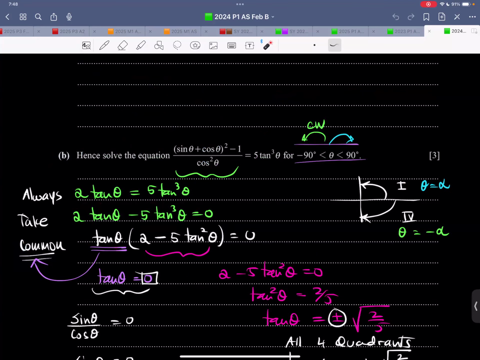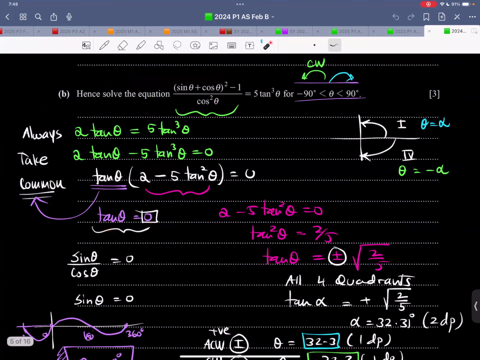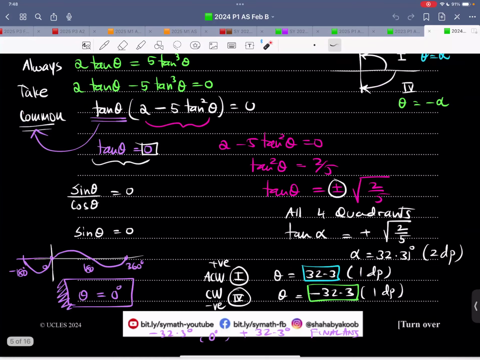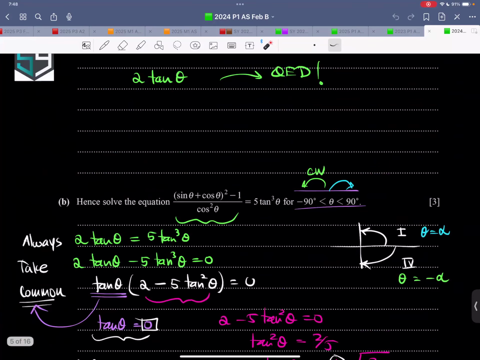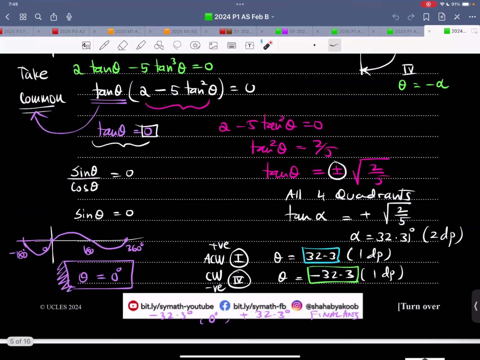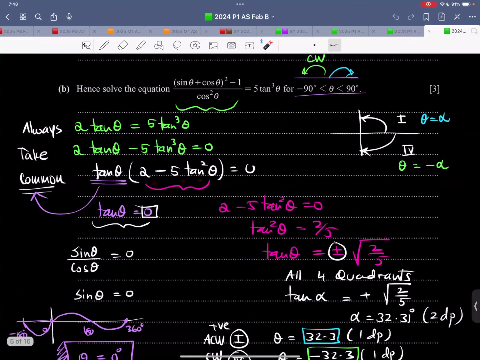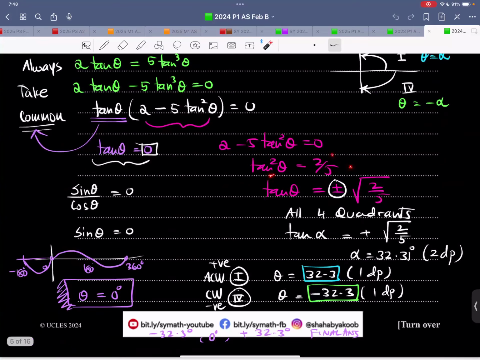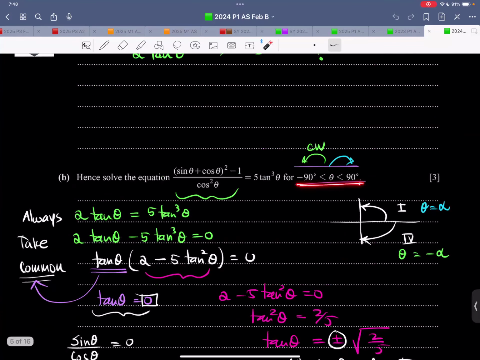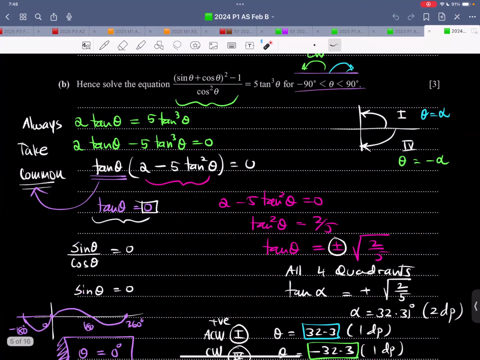Take it to the other side, take common. Tan theta is 0. Sine theta is 0. Draw a small sketch. The range is between minus 90 and positive 90. So yes, you end up with one answer from here. The second thing, that is 2 minus 5 tan square. Tan square is 2 over 5. Tan theta is plus minus square root of 2 over 5. All four quadrants. Yes, officially it's all four quadrants, but naturally you are limited by this range. That is why that is the next step.